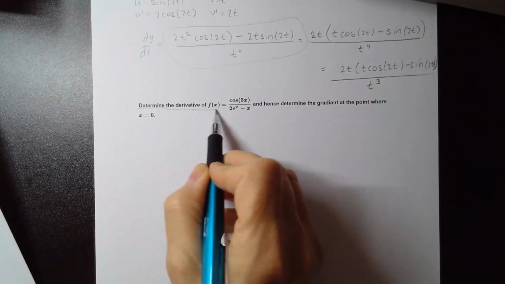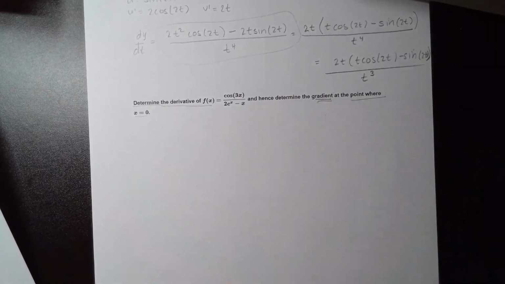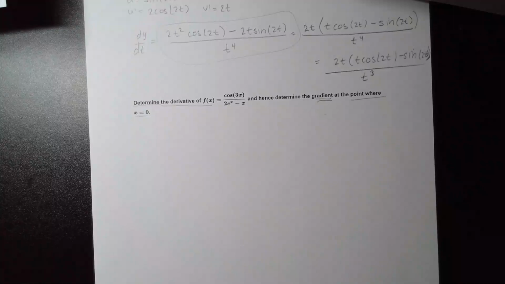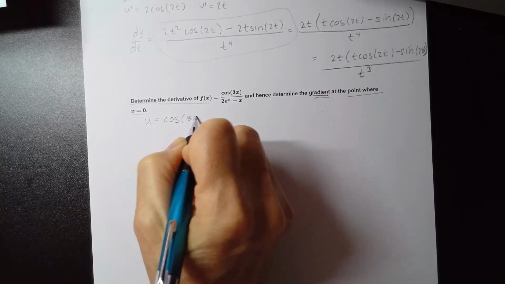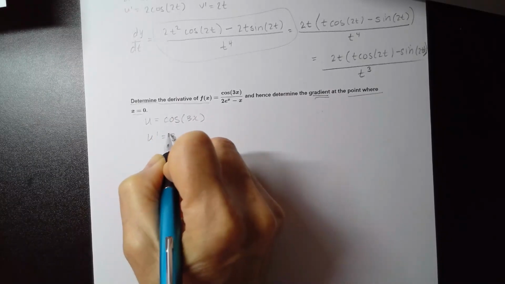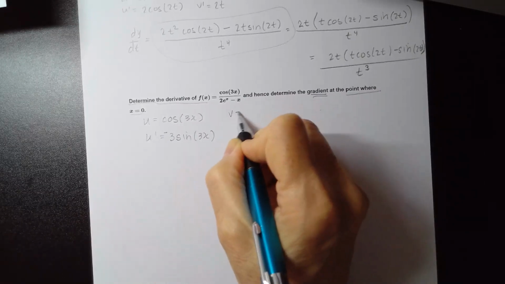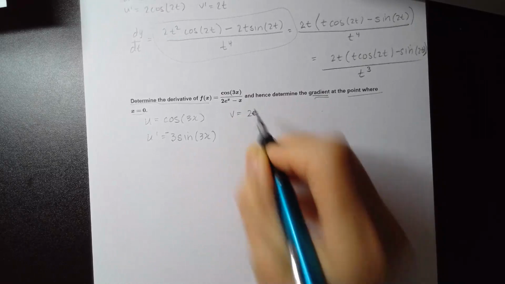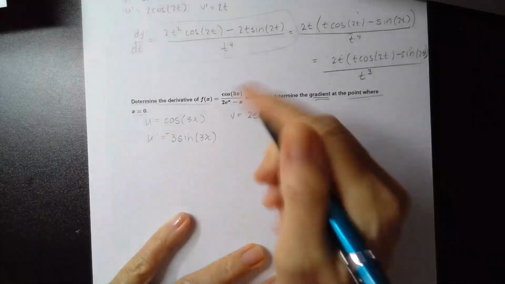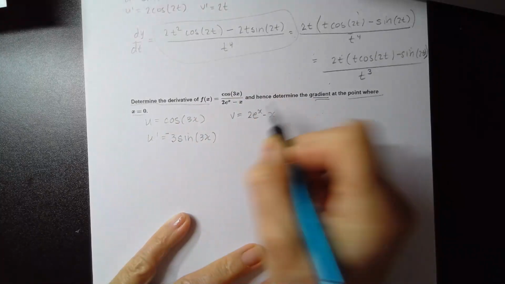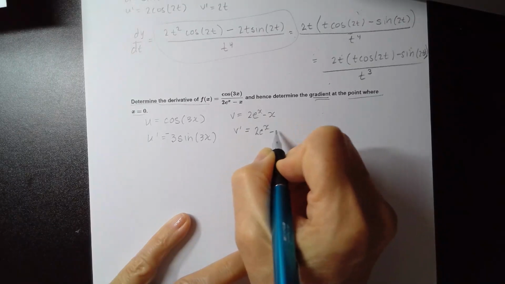It says determine the derivative of f of x, and hence determine the gradient at the point where x is 0. So we know that the gradient is just the derivative evaluated at a point. So we're going to go, okay, u is cos 3x. So u dash equals negative 3 sine 3x. And v equals 2e to the x minus x. And v dash equals 2e to the x minus 1.